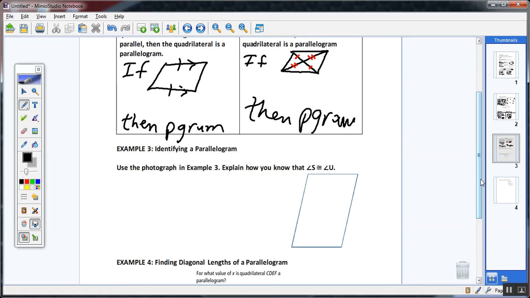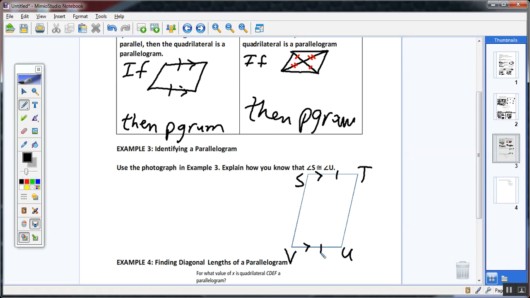Alright, so. Okay, I'm going to label these S, T, and this is U, and this is V. Okay? And here's the deal. They're going to explain how you know that angle S is congruent to what, kids? Angle U. So here's what I'm going to tell you to do here. All right. Here's what they're going to give you for information. This is the information given. That's all they give you right there, kids.